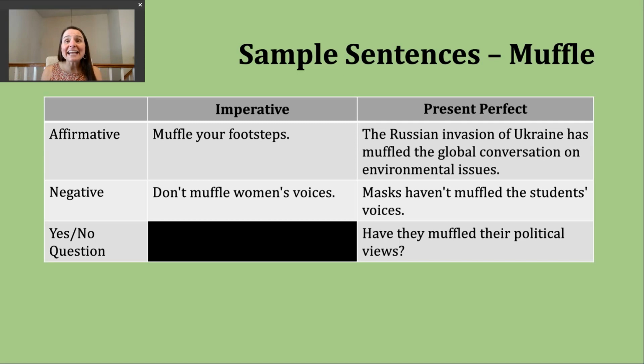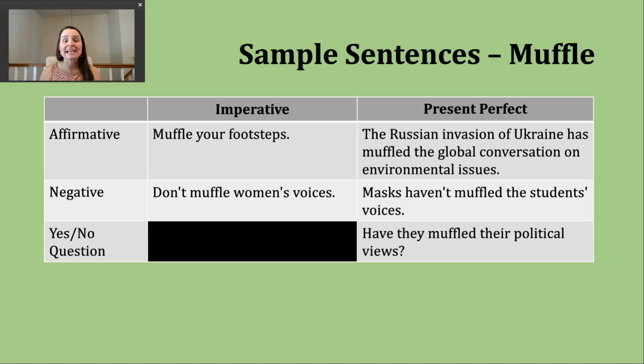If I want to make a negative present perfect sentence, again, I'm going to pay attention to my subject and then use have or has, and then after that, not, and then the participle form of the verb. Here's another example. Masks haven't muffled the students' voices. So I've heard a few teachers use sentences like this. Like they thought maybe it would be really hard to hear some of their students speaking. They're like, no, no, no, no. Our students are still loud and making noise. It hasn't reduced the sound.